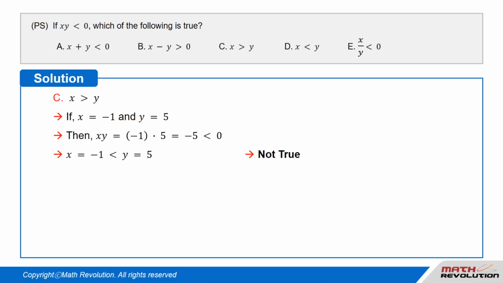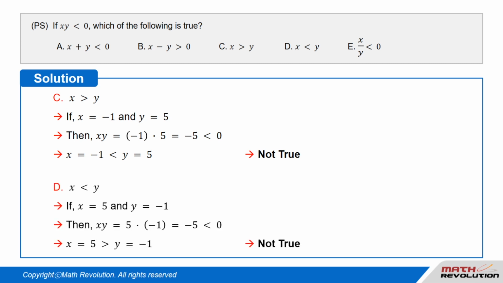C. x is greater than y. If x equals negative 1 and y equals 5, then x times y equals 5 times negative 1, that equals negative 5, which is less than 0. However, x equals negative 1, that is less than y, which equals 5. Thus, this option is not true.